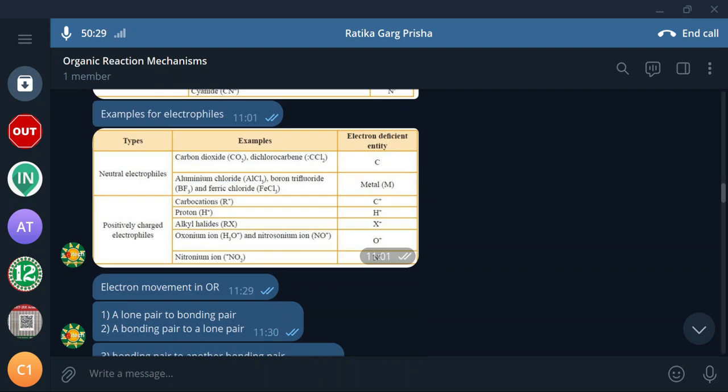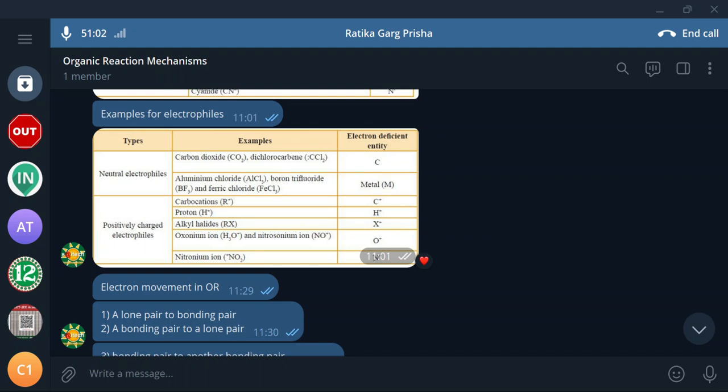Now let me move to the next concept, that is examples of electrophile. What do you mean by electrophile? Electron, that is negative. Phile, going in search of. So an electron searching group should basically be positive. For example, positively charged electrophiles: carbocation, proton, alkyl halide, oxonium ion, nitrosonium ion, nitronium ion. So these all have plus ions, and that is why they are called positively charged electrophiles.